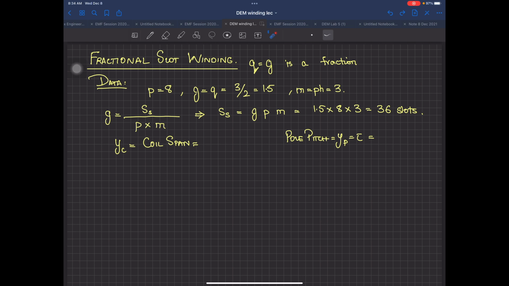And the number of slots you are getting over here is 36 by this GPM formula. Now 36 divided by 8 is also not an integer. Now this is also a very difficult thing.